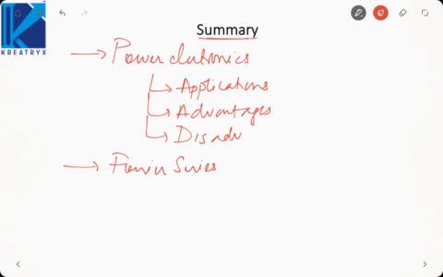So in the next lecture, we will start with the study of power semiconductor devices by first studying the switches, because in power electronics all semiconductor devices will work in switching mode.